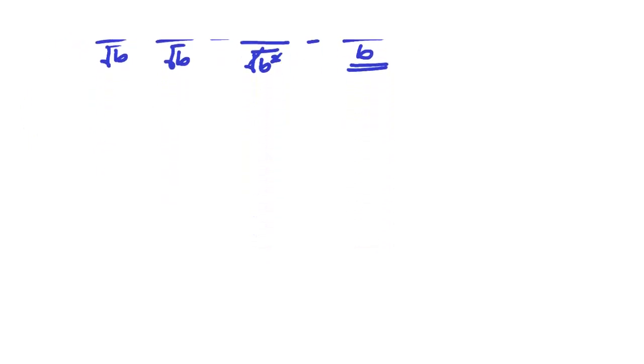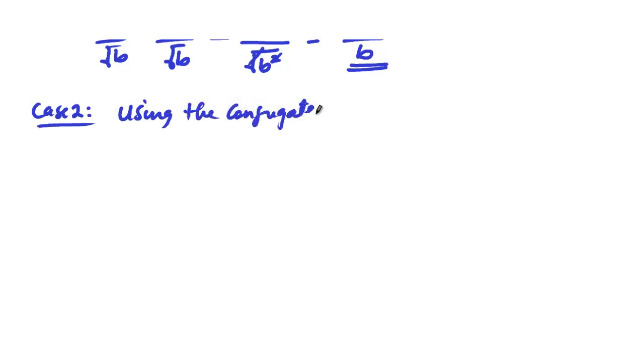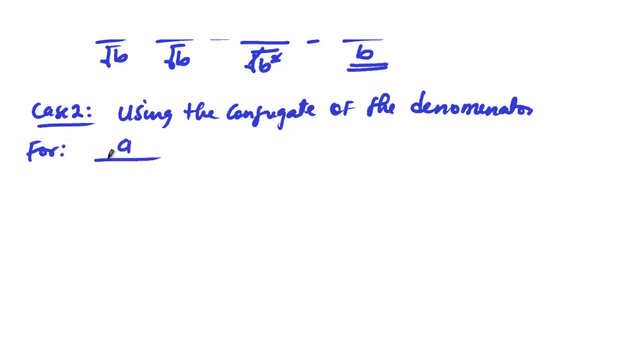For case two, you could have the radical in this form. This one involves using the conjugate of the denominator. If we use the conjugate of the denominator, I'm going to be doing it in two cases. So for a case where we have a over root b plus root c, right?